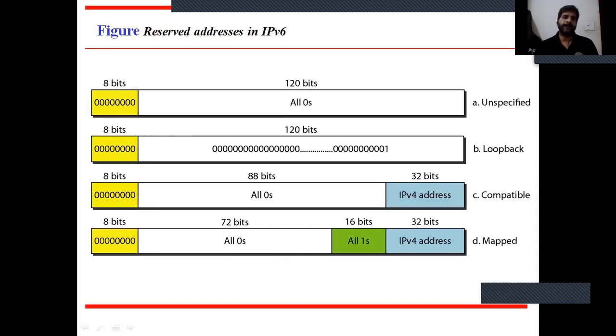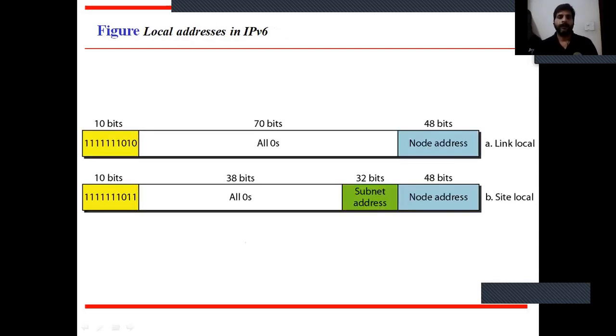So reserved addresses of IPv6 are shown here in the diagram. 8-bit 0 and 120-bit 0, all zeros, unspecified. 0 to 1, loopback. 88-bit all zeros, 32-bit IPv4 compatible. 72 bits all zeros, 16-bit all ones, 32-bit IPv4 mapped, link local and site local.